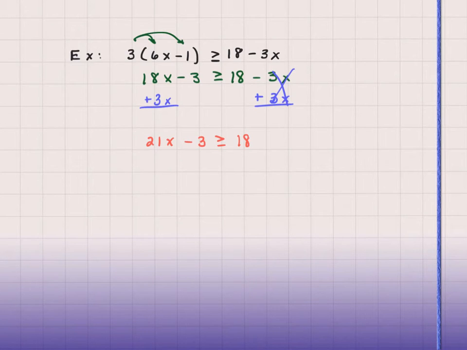Now I'm going to take any numbers that are on the x side, in this case it's negative 3, and I'm going to undo that subtraction with addition.